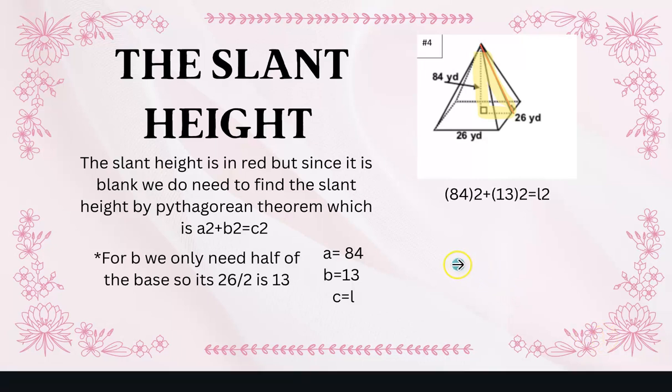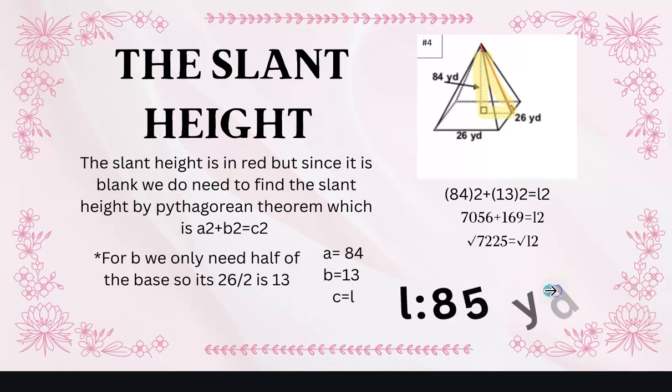So we're going to start off with 84 squared plus 13 squared equals L squared, which is going to be 7,056 plus 169 equals L squared. Then we're going to square root both sides: we're going to square root 7,225, and then we're going to square root L squared. For the L squared, it's just going to cancel the square and leave you L. L equals 85 yards.